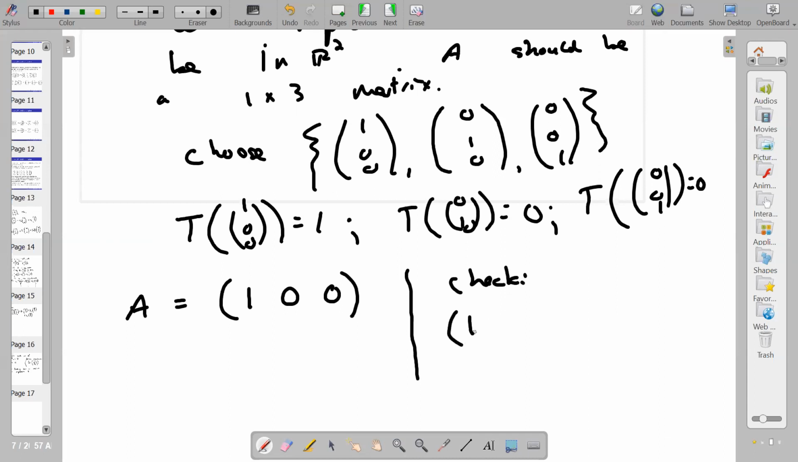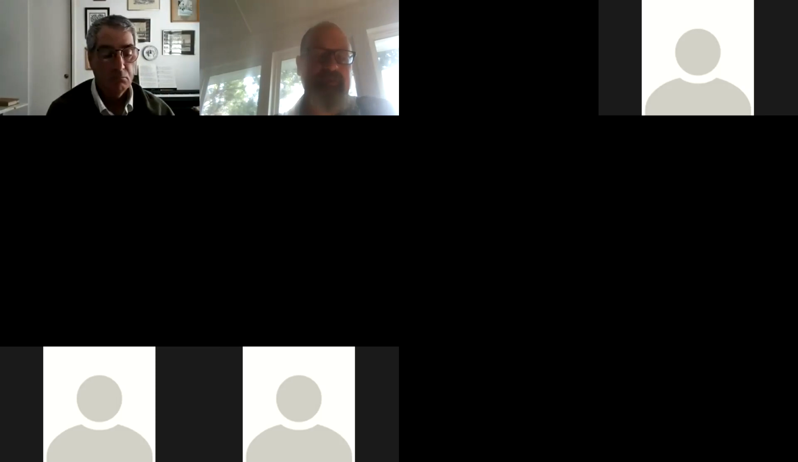And so you can check, if you take A and multiply it by any vector in R3, taking row by column in this case, you have 1 times V1 and 0 times the other two. So you get V1. All this is really saying is that, again, the recipe is choose a basis.